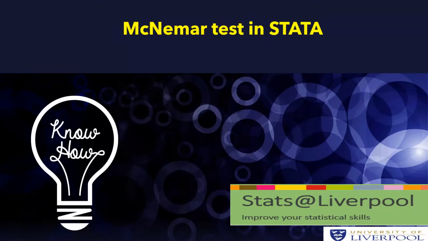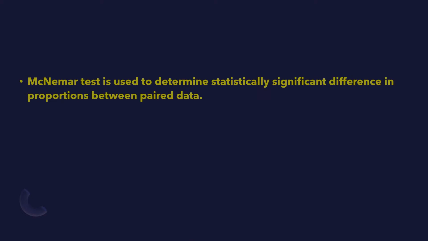McNemar test using the software STATA. McNemar test is used to determine whether there is a statistically significant difference in proportion between paired data. So, this test shows whether there is a significant change in nominal data before and after an event or shock. Let's see an example in STATA. How can we perform this McNemar test?